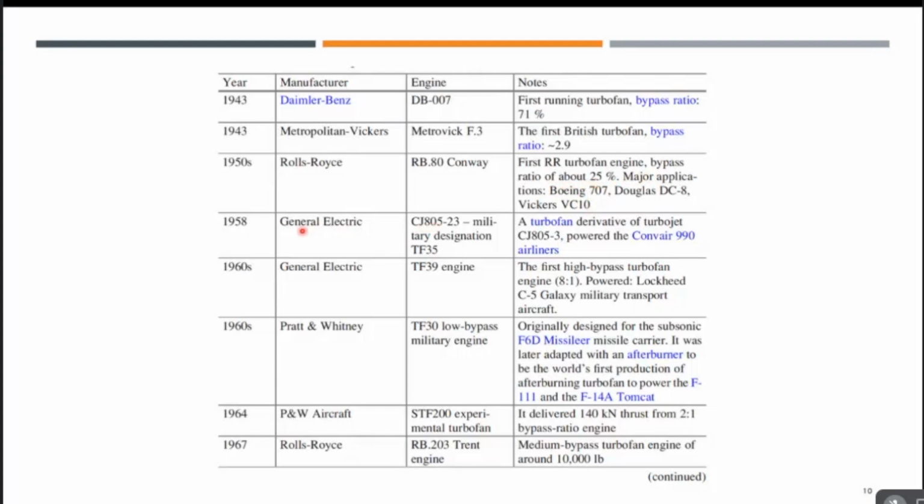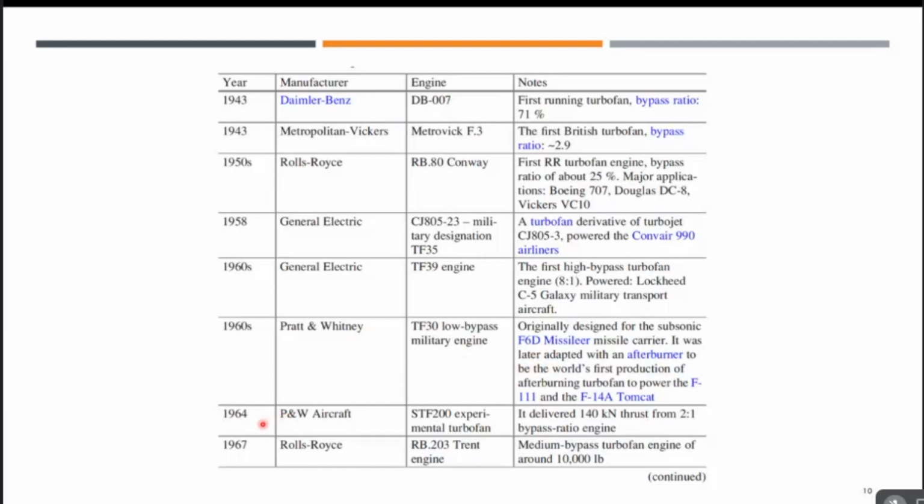So, that is the early Rolls-Royce turbofan engine. And then comes General Electric in 1958, a turbofan derivative of the turbojet that powered the Convair 990 airliner. We also have, in the 1960s, General Electric coming with a turbofan engine with a ratio of 8:1, which powered the Lockheed C-5 Galaxy military transport aircraft. And then comes Pratt and Whitney. Rolls-Royce, GE, and Pratt and Whitney are the major players among gas turbine engine manufacturers, right?